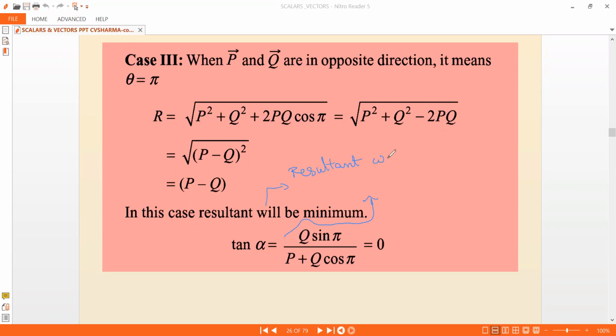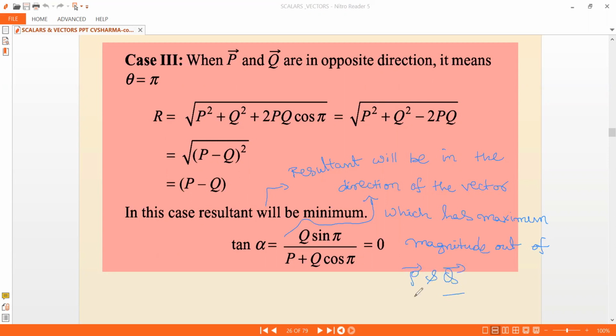will be in the direction of the vector which has maximum magnitude out of P bar and Q bar.